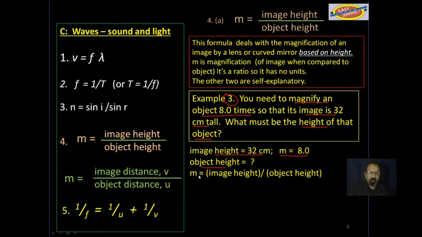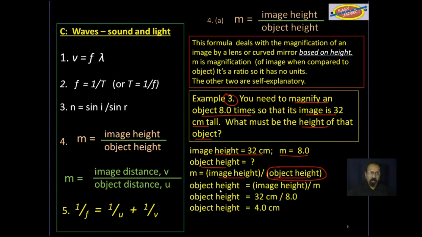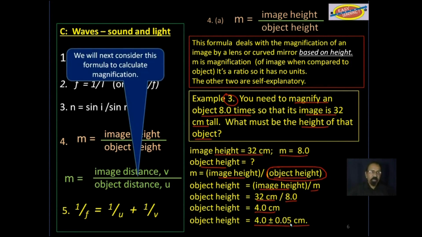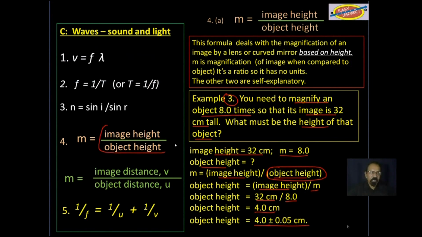So magnification is equal to image height over object height. We change that formula around to make object height the subject. So object height would be image height divided by magnification. And we get 32 centimeters divided by 8. And so the object height needs to be 4.0 centimeters, corrected to significant figures as we are using here. If we want to be more precise, we could say 4.0 plus or minus 0.05 centimeters. In those three examples, we were looking at magnification in terms of image and object height.